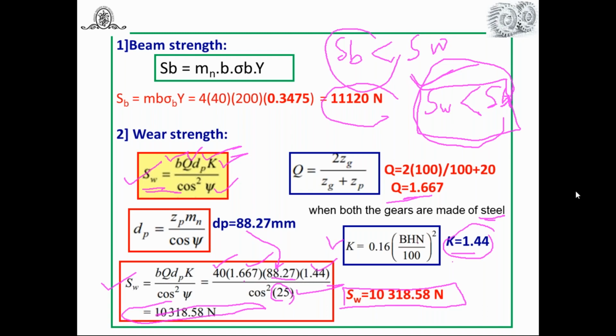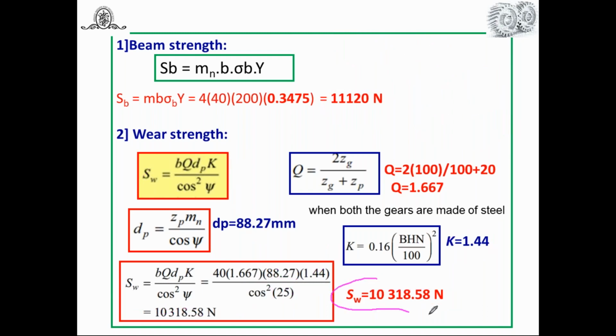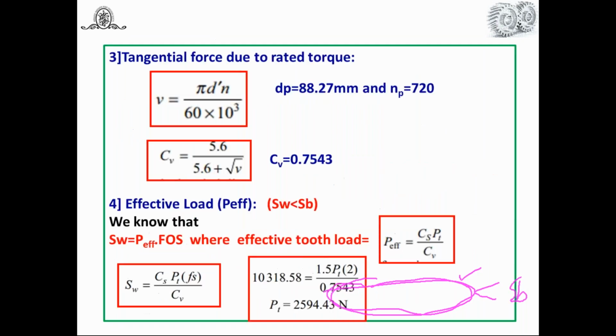But in this problem SW is less than SB. So this SW we have to use to find out the tangential force. Why find out the tangential force? Because in the problem statement it is asked to find out the power transmitting capacity of the gears. Now let us see how to calculate it. We have decided SW is less than SB.